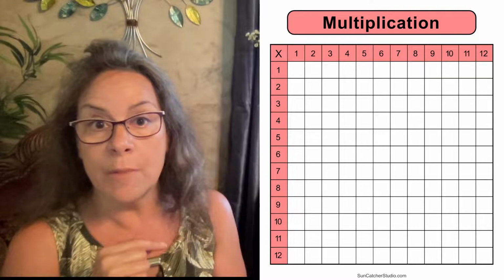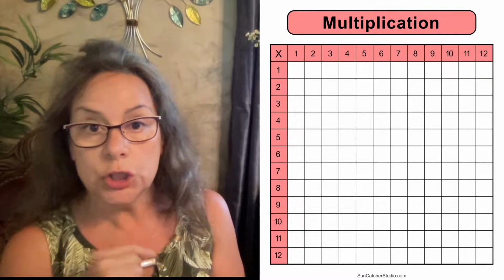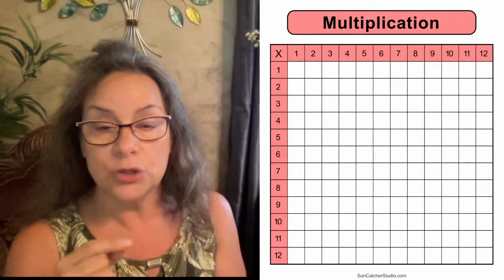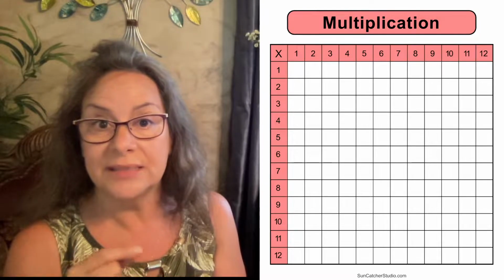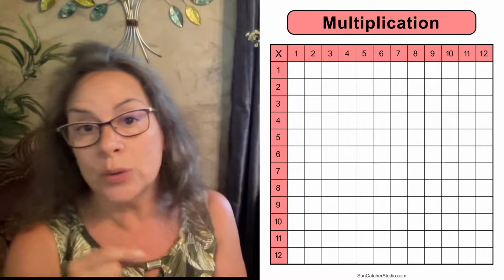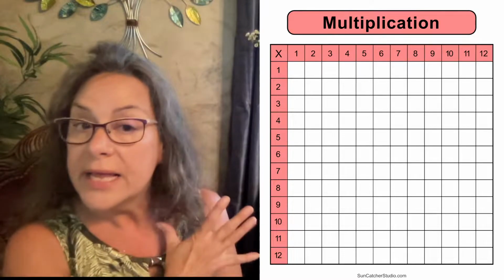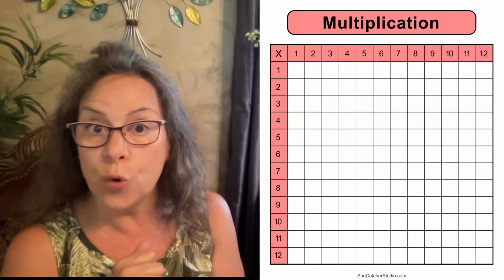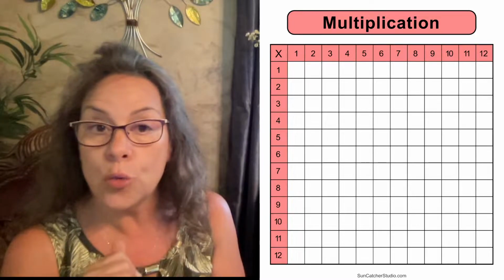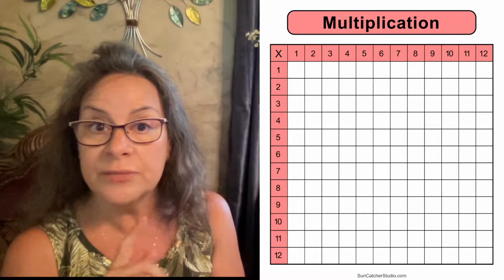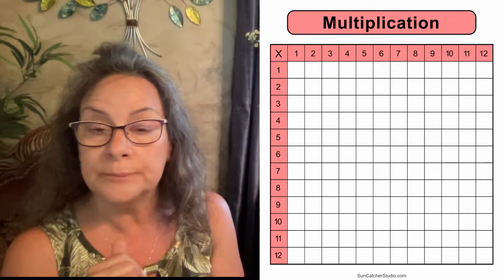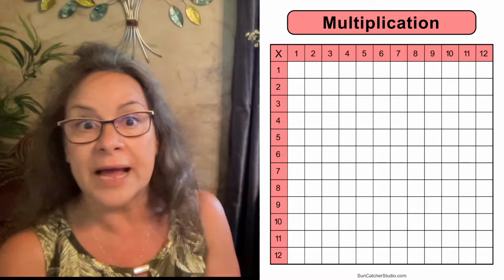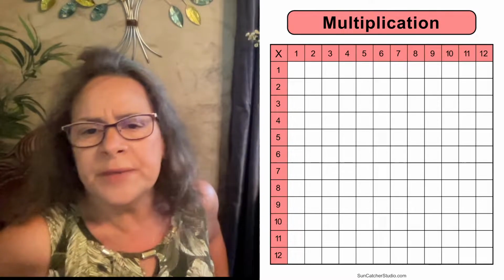So if I learn to count by 2s: 2, 4, 6, 8, 10, 12, 14, 16, 18, 20, 22, 24. There are my multiplication table answers for the number 2 all the way to 12. 12 times 2 is 24. We can count by 3s. Let's do it by 5s. Can you count by 5s with me?